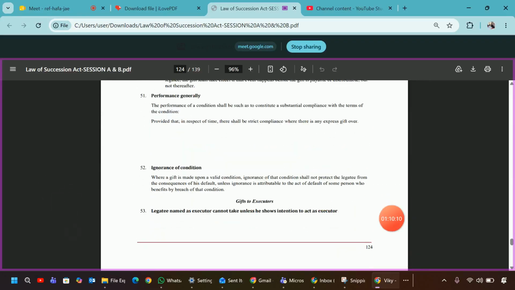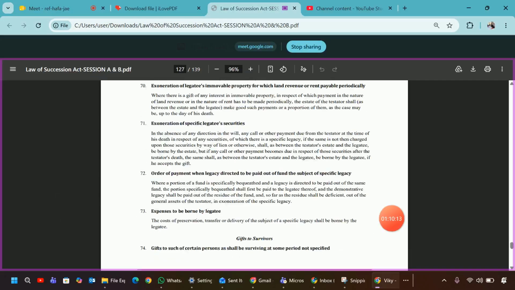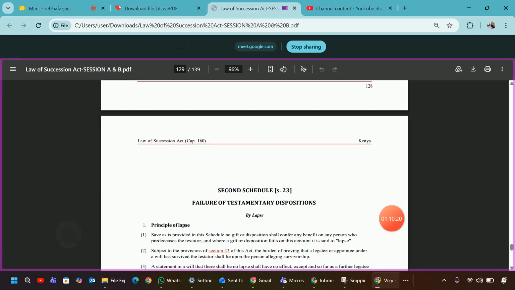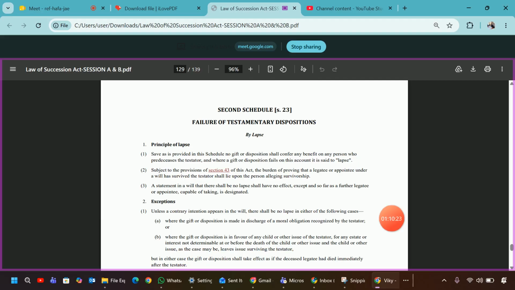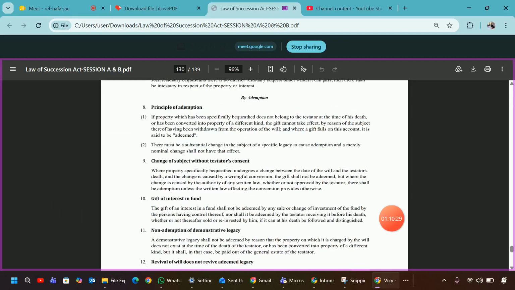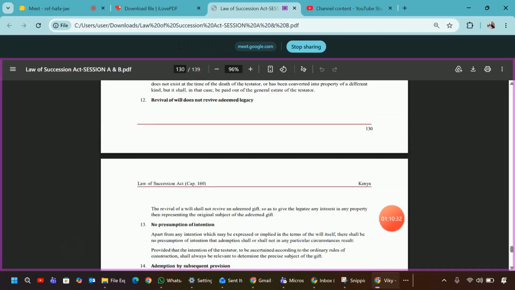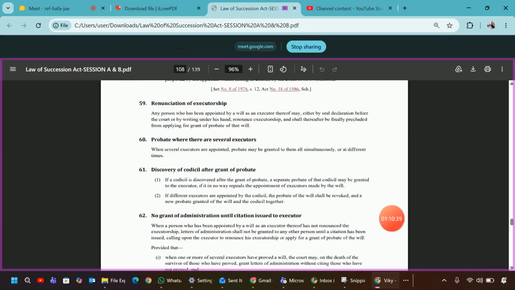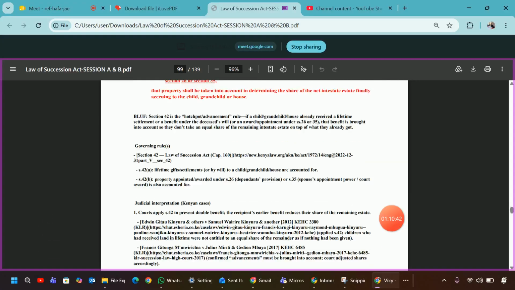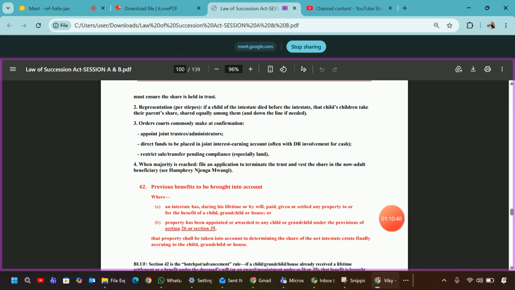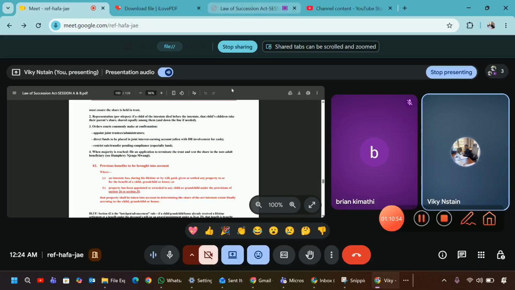So I can say that we will resume. I have directly highlighted the conflicting areas and sections where students are confused. Failure of testamentary dispositions has been covered under section 23. We have seen situations where adoption and lapse can be applicable and where students confuse between the two. We will analyze the Act substantively. So thank you. Let me end the recording and upload this session to the YouTube channel.